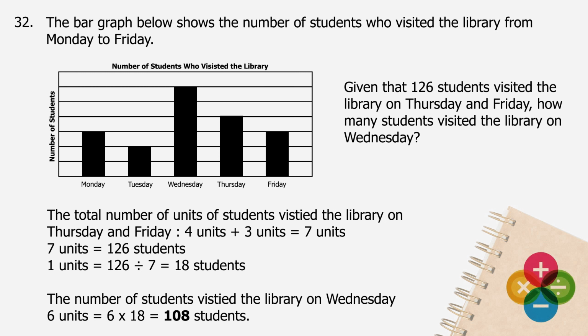The total number of units of students who visited the library on Thursday and Friday will be add 4 units to 3 units, and the sum is 7 units. 7 units is equal to 126 students. 1 unit will be divide 126 by 7, and the quotient is 18 students. The number of units of students who visited the library on Wednesday is 6 units. 6 units will be multiply 6 by 18, and the product is 108 students. The answer is 108 students.